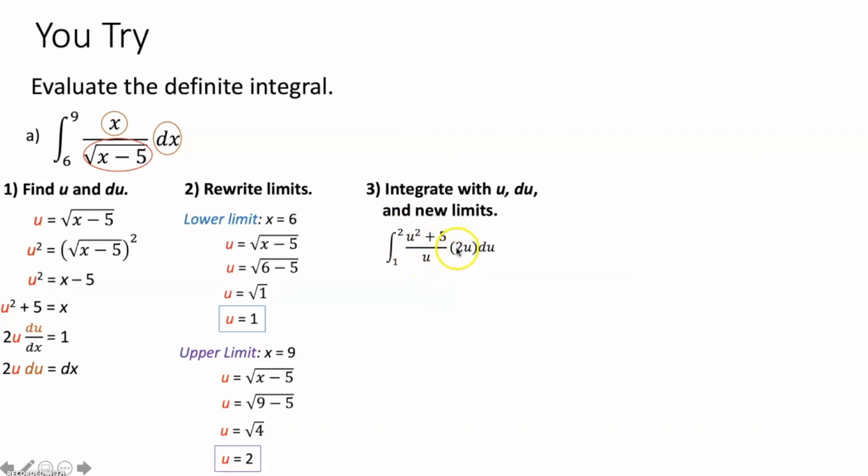So how do we simplify this? Well, the 2 is just a constant, which I can move out front. The u's here cancel each other out, and I'm just left with 2 times the integral from 1 to 2 of u squared plus 5 du. Now what I can do is evaluate this using the fundamental theorem of calculus. My first step is to find the antiderivative of the function in here.